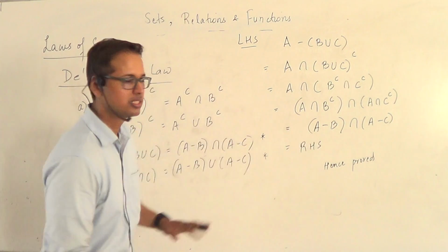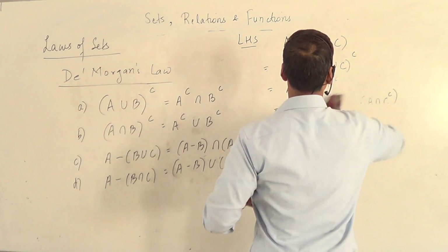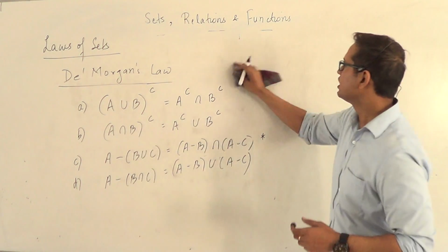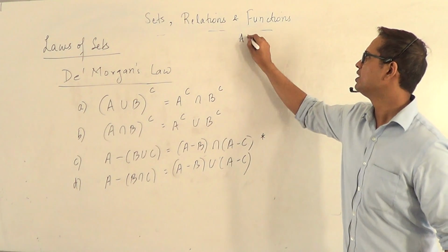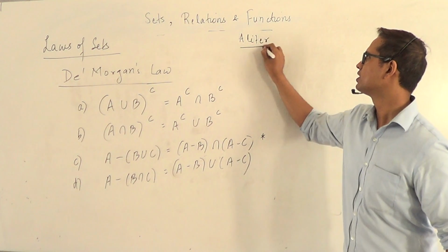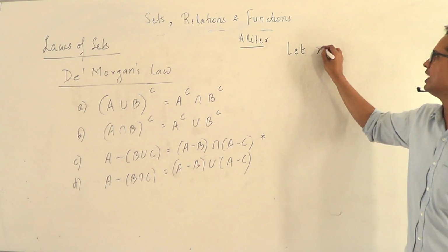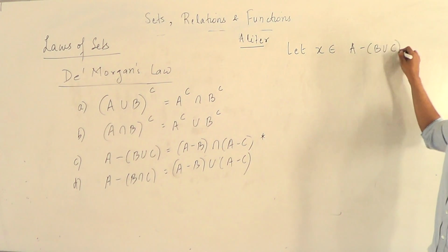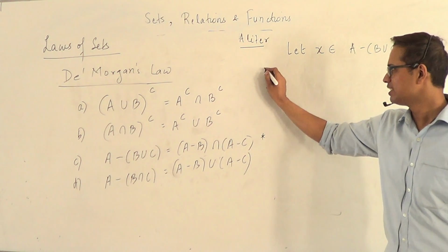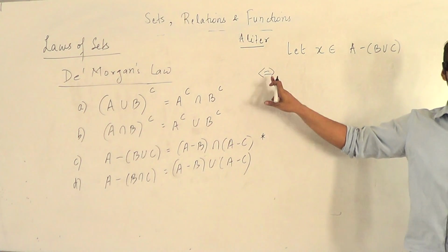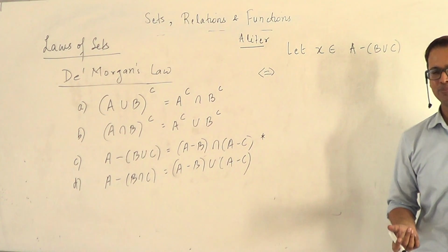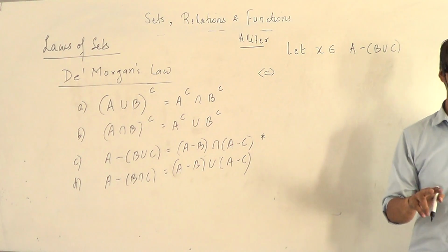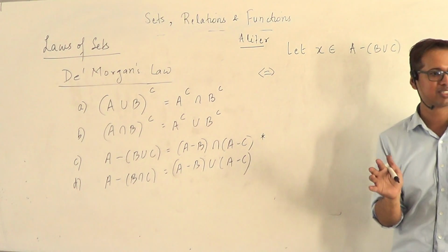Can I erase this? An alternative proof for this that we normally follow in school tests will say: let X be an element belonging to A minus B union C, which implies and is implied by. If I write these two symbols, I don't know what is accepted in school, then I don't have to prove separately that one is a subset of the other and the other is a subset of the first. You can prove it in one go.